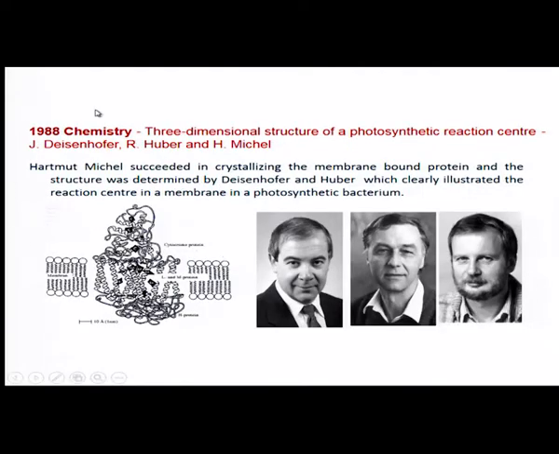The 1988 Nobel Prize in the field of chemistry went to Deisenhofer, Huber and Michel, the trio team, for getting the three-dimensional structure of a photosynthetic reaction center. They explained the function of the thing using the structure determined by X-ray crystallography. Hartmut Michel succeeded in crystallizing the membrane bound protein.